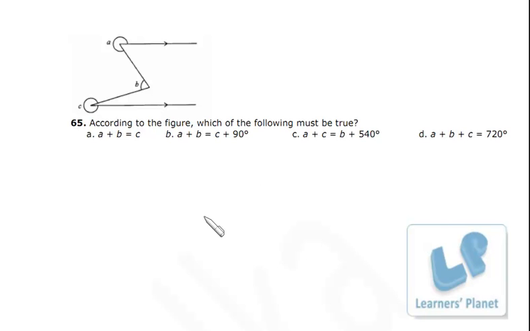Now let's see this problem. According to the figure, which of the following must be true? Now here this line is given to be parallel to this line. So to make the problem simple, I just draw a parallel line from this vertex also. So that's the line.